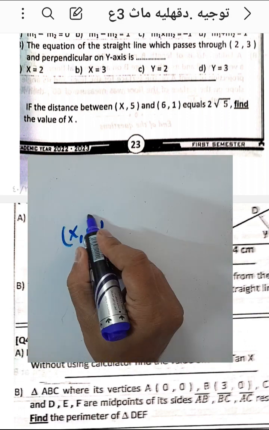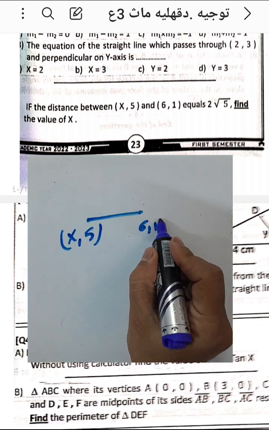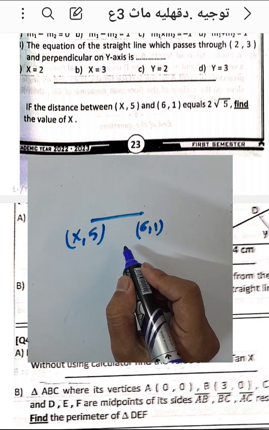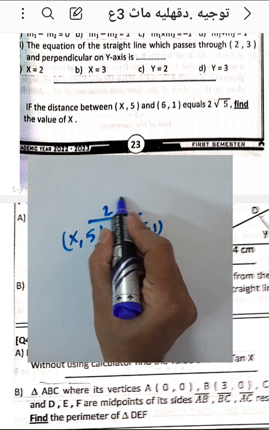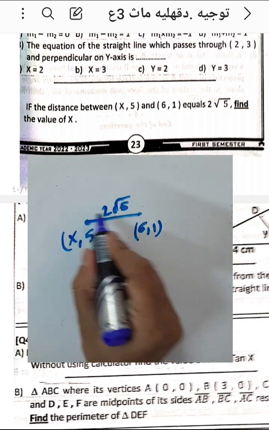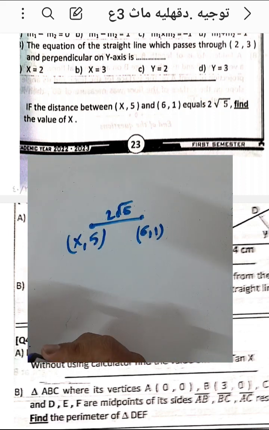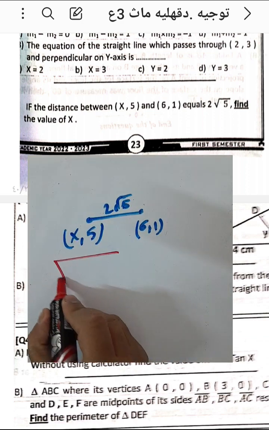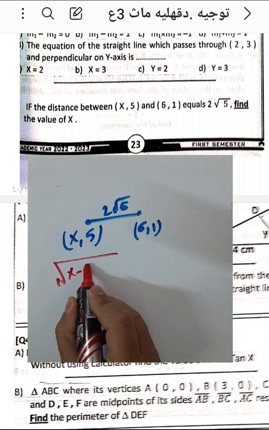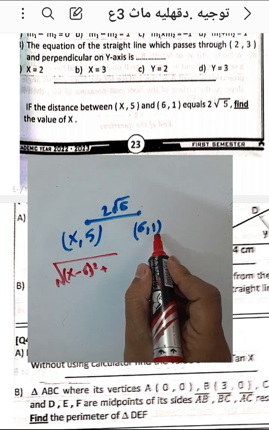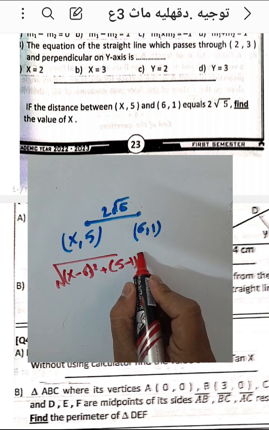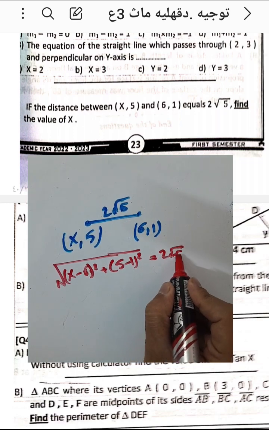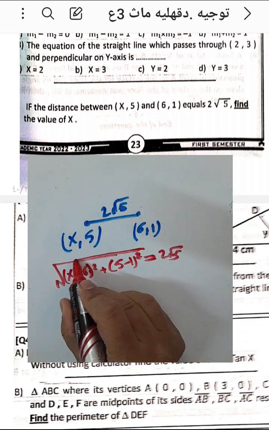Next question: find the value of x if the distance between the points (x, 5) and (6, 1) equals 2 root 5. He gives us the distance between two points and we want to find the value of x. We can find x by using the rule: square root of (x2 minus x1) power 2 plus (y2 minus y1) power 2. It's the rule here.